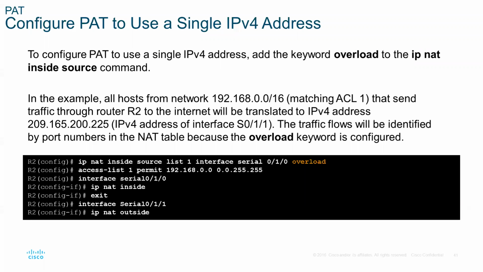So when we create the translation, in this case we're using the example of the access list source, but we're not using the pool. So what we're saying is translate from our source, which is list 1, and use the serial 0/1/0 address as our outbound and overload it.